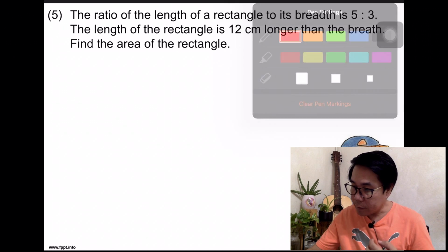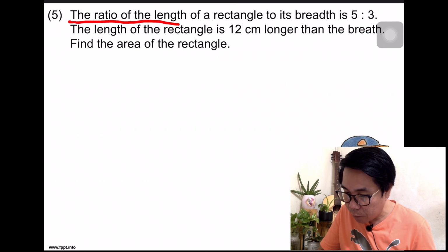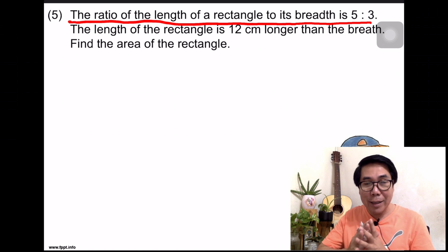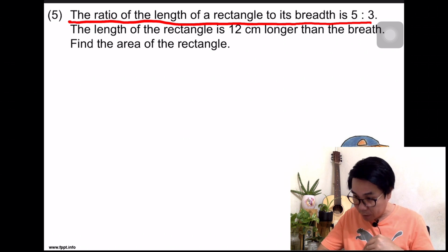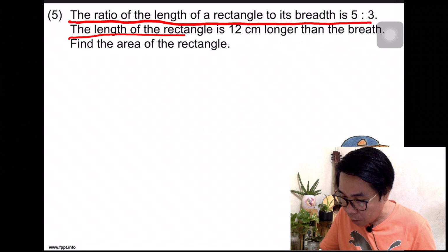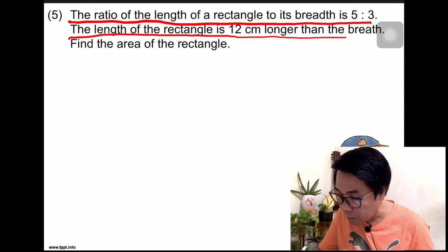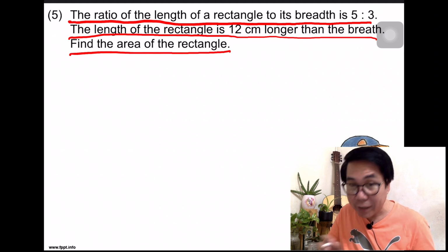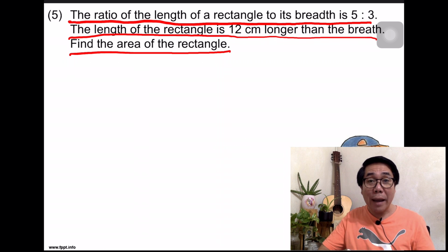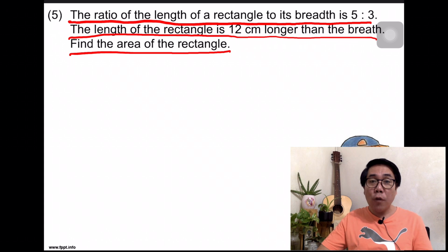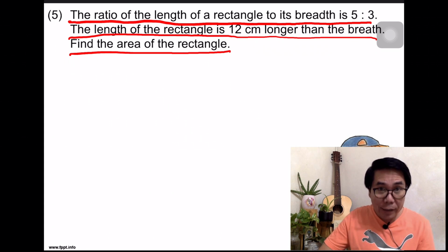It says here, the ratio of the length of the rectangle to its breadth is 5:3. So it's a rectangle, so the rectangle has the length and the width. And the next statement is, the length of the rectangle is 12 centimeters longer than the breadth. Find the area of the rectangle. So we're looking for the area of the rectangle, but what we need is to find out the length and the width.